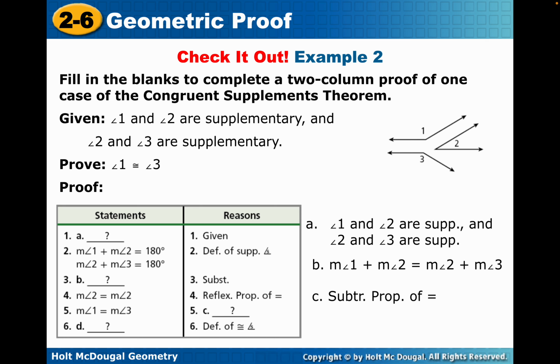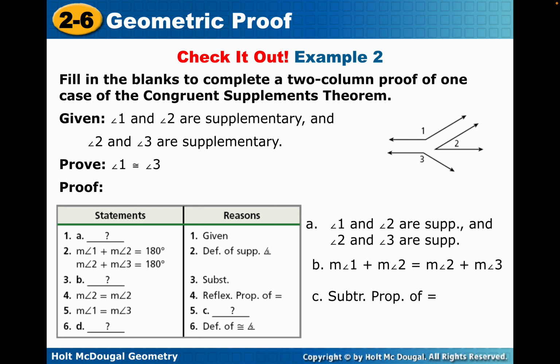So we can say the measure of angle 2 equals itself because it's reflexive. If we look back at this equation right here and we subtract the measure of angle 2 out, then it leaves us with the measure of angle 1 equals the measure of angle 3. So it's just subtracting the measure of angle 2 out of that equation. Okay, does that make sense?